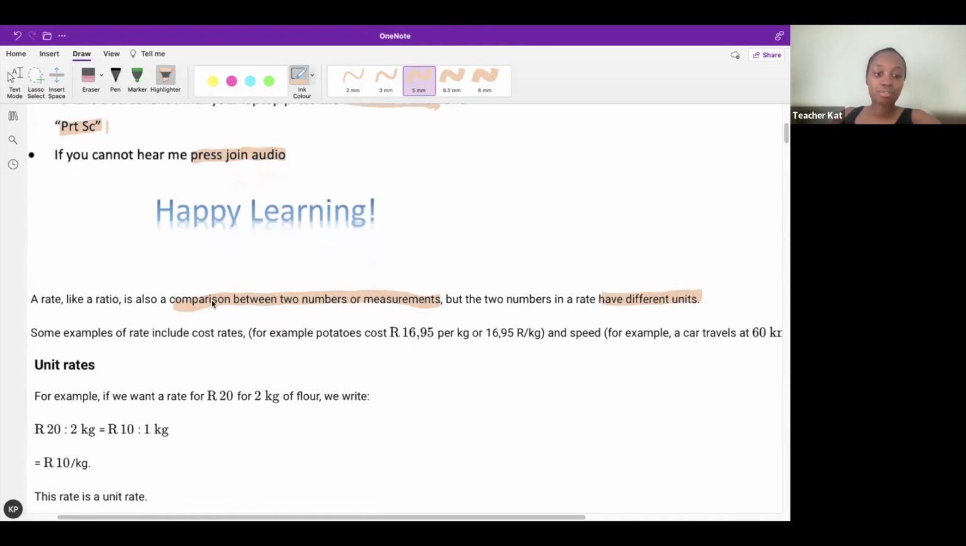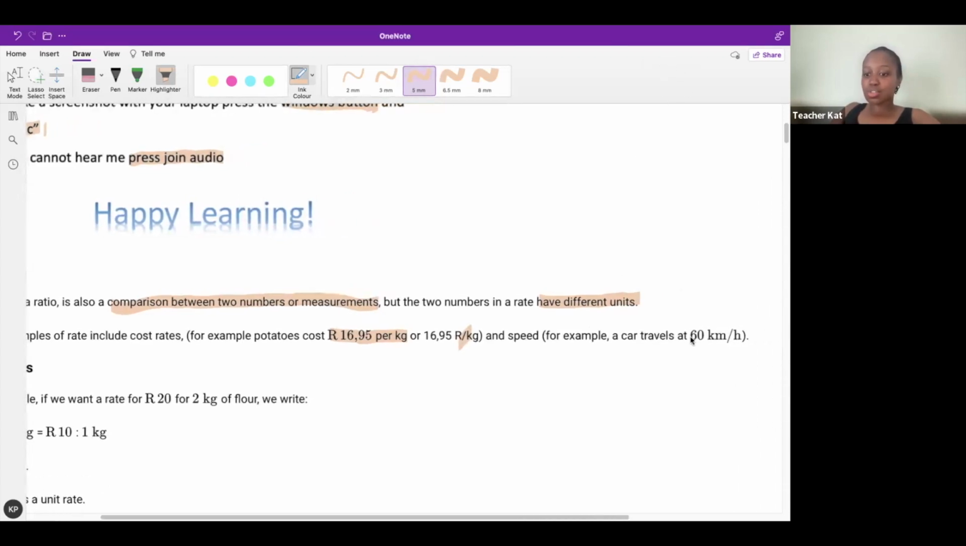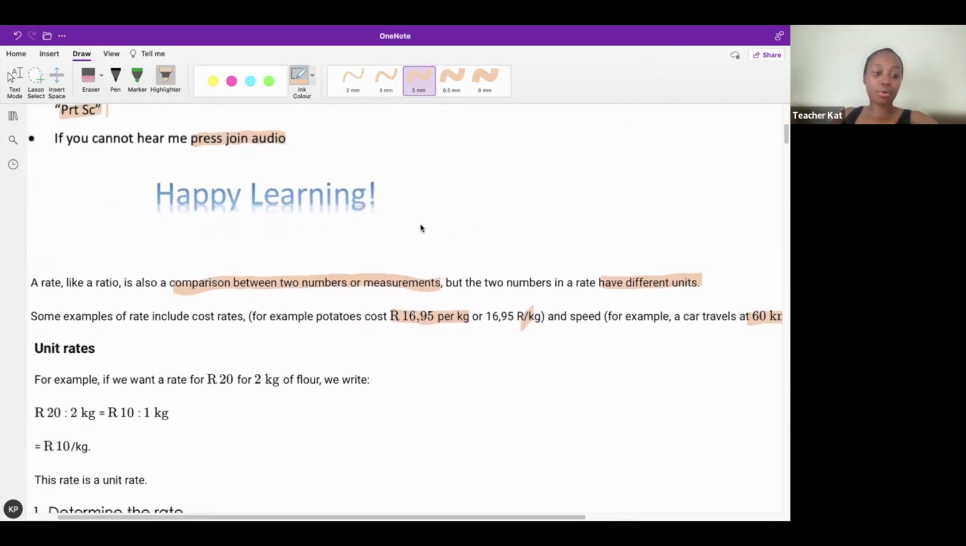Some examples of rates, for instance, in a shop, they can say potatoes cost 16.99 per kilogram, which they will write like this. This line over here means per 1 kilogram. And for speed, which we use quite often, we could say someone is driving at 60 kilometers per hour. So those are what rates are.